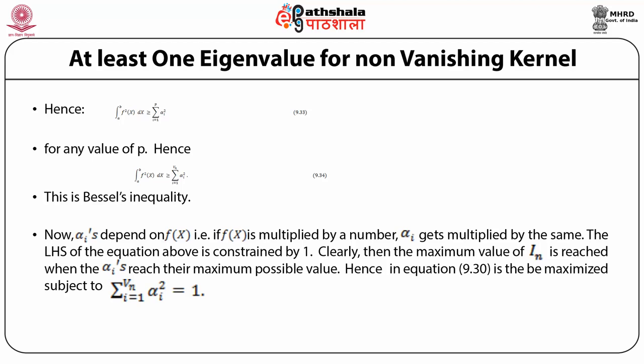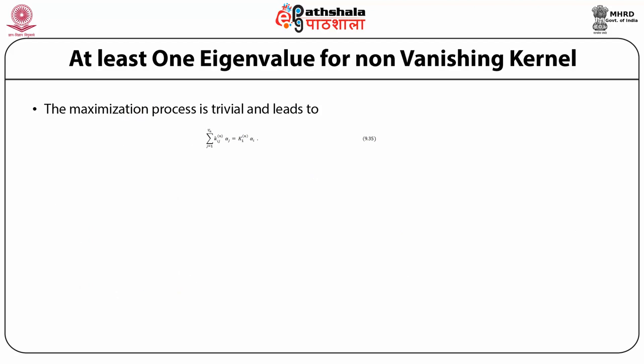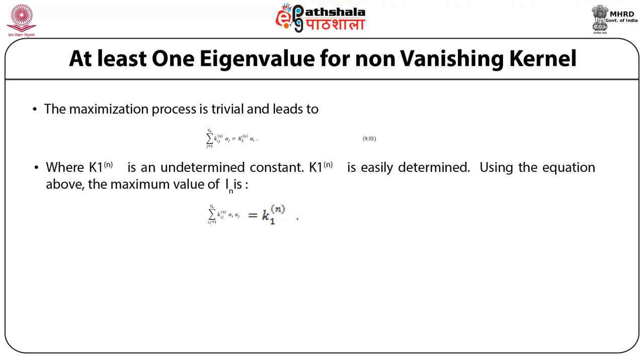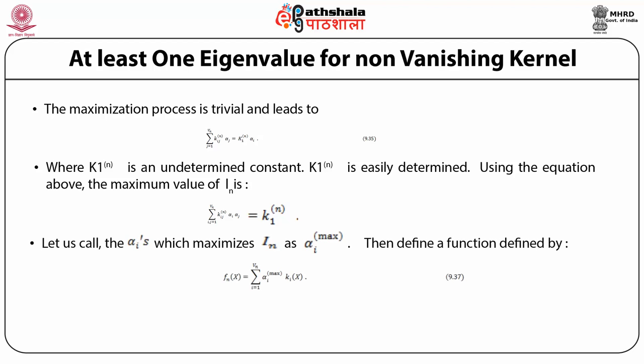Hence, I_n in equation 9.30 is to be maximized subject to the sum of alpha i squared, i equal to 1 to vn, being equal to 1, where k_1n is an undetermined constant. k_1n is easily determined using the equation above. The maximum value of I_n is the sum over i and j from 1 to vn of k_ijn alpha i alpha j, which is equal to k_1n. Let us call the alpha i's which maximize I_n as alpha i max, then define a function f_n(x) equal to the sum over i of alpha i maximum into k_i(x).